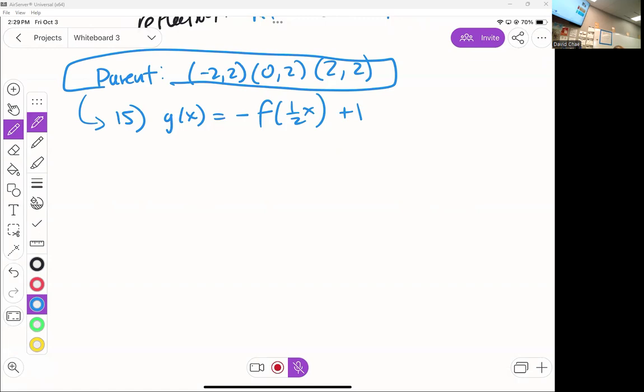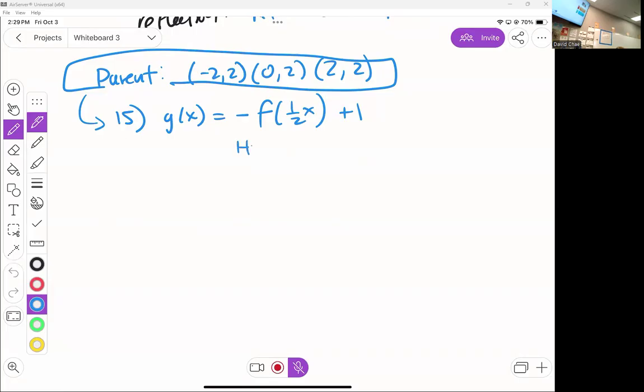So number 1 is we're looking for, we're doing it in order, right? Horizontal shifts. Are there any horizontal shifts? No, right? There's no plus or minus inside the parentheses. Number two, stretching or shrinking. What's it doing?